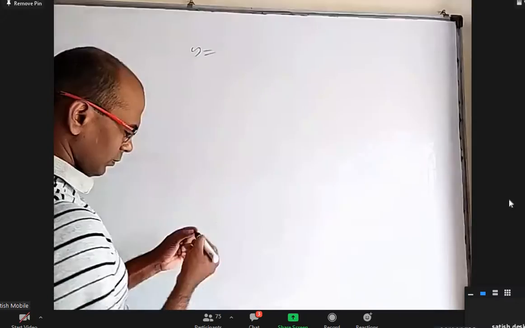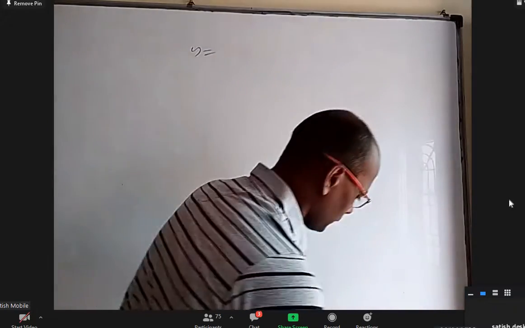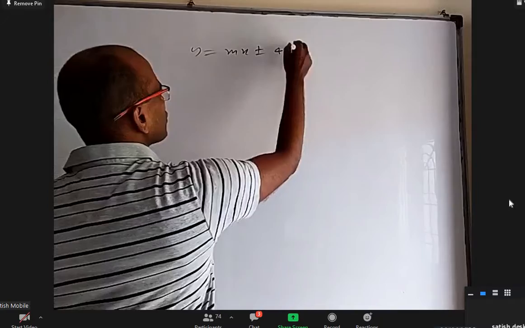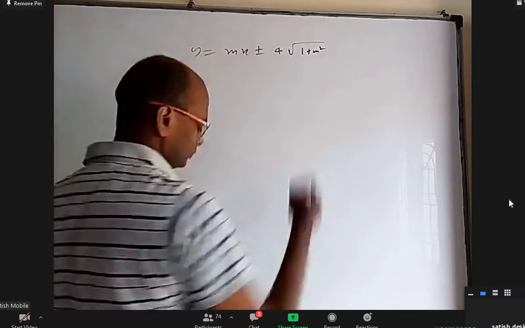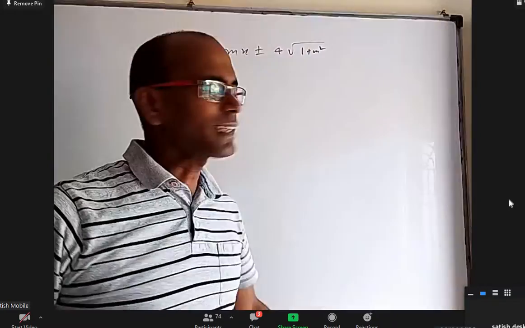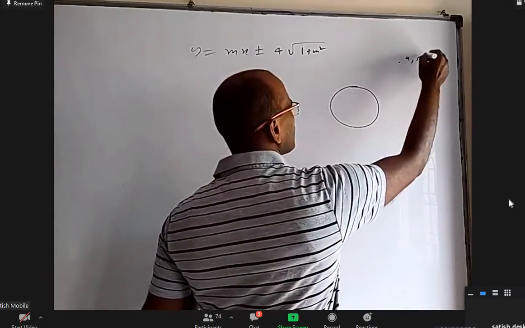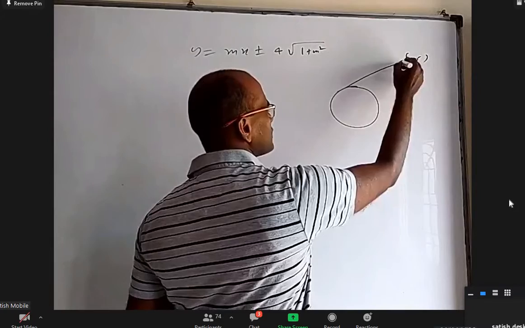Okay, so what is the general tangent to the given circle? y equal to mx plus or minus 4 root 1 plus m square. What is it tangent to? We have a circle, and we have an external point (9, 5). We want to plot tangents.